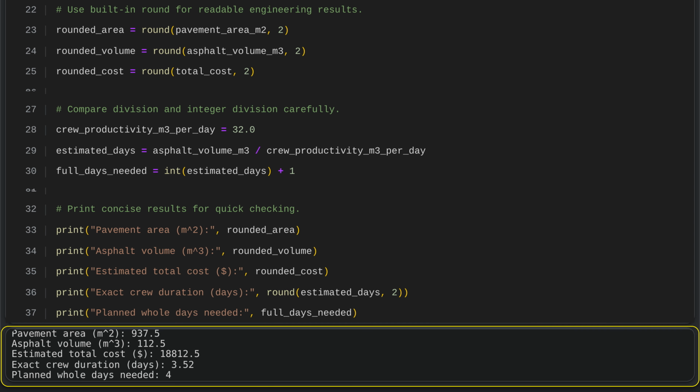This script estimates the materials, cost, and schedule for paving a road. It converts asphalt thickness to meters, calculates pavement area and asphalt volume, then combines volume-based pricing with a fixed mobilization cost. It also estimates crew duration from productivity and rounds up to plan full work days. The final output gives the area, volume, total cost, exact duration, and planned days in a concise format.